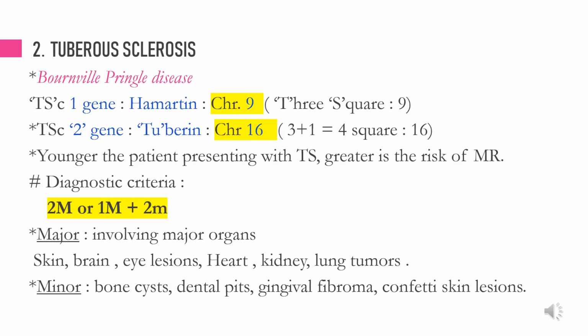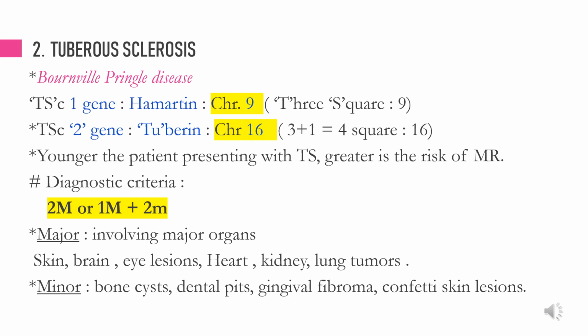Now our next neurocutaneous syndrome, that is tuberous sclerosis. Tuberous sclerosis is also known as Bourneville-Pringle disease, and it is associated with two genes, that is TSC1 and TSC2 gene. In case of TSC1 gene, it is associated with hamartin protein, and it is on chromosome number 9. And TSC2 gene is related with tuberin, and it is on chromosome 16.